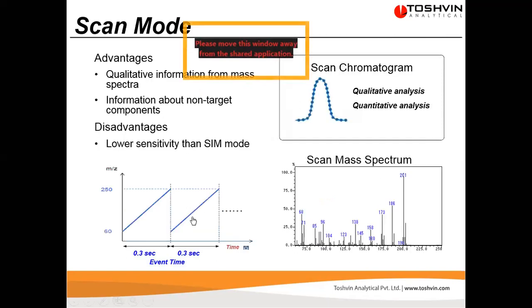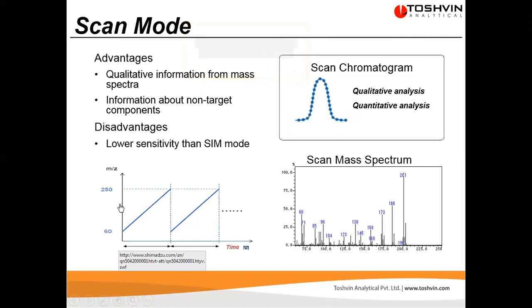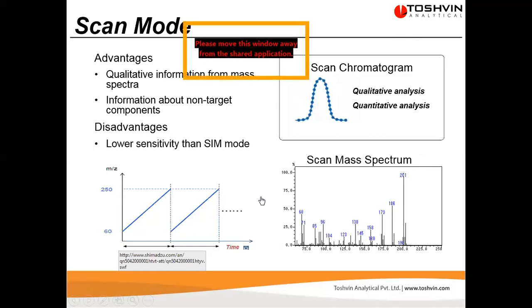In scan mode, you can see in the graph that we are scanning from 60 to 250. There is again one option in our software, that is event time. Normally we set it between 0.3 to 0.5 second. What it means is that in 0.3 second, my quadrupole will scan this range. Every 0.3 second he will do this throughout my run. If my run is 10 minutes, throughout the run he will be scanning this range every 0.3 seconds and will give us this kind of mass spectra.